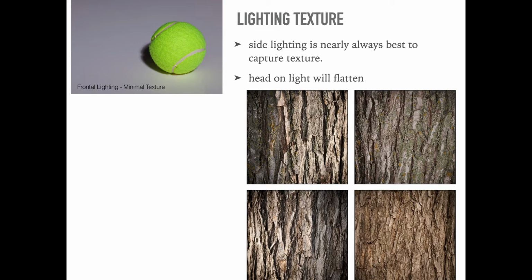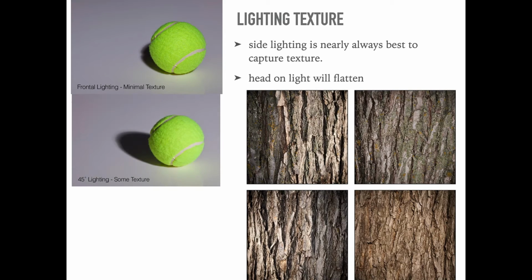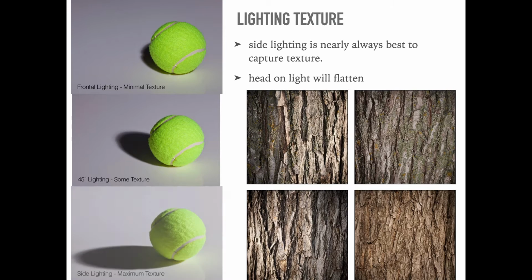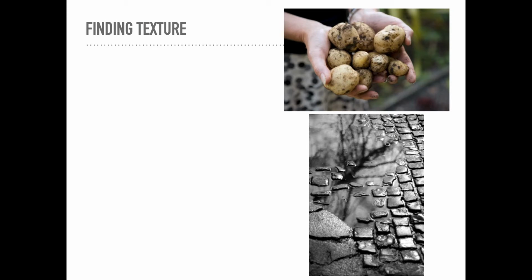So here's lighting the tennis ball from the front. We don't see a lot of texture. We move it to the side a little bit. We get a little bit of the sense of texture. And then all the way from the side, we can see the bumps underneath the fuzziness. We can see the fuzziness. So side lighting is going to give us our maximum texture.